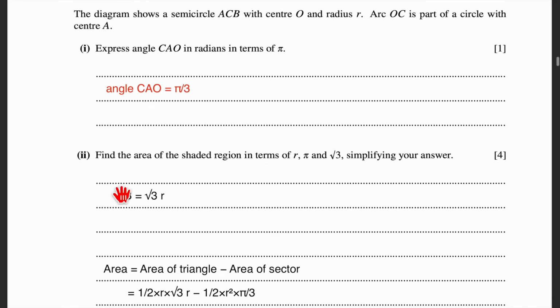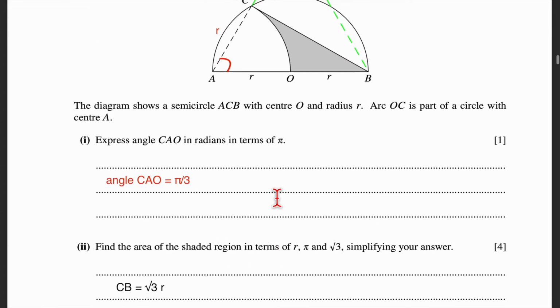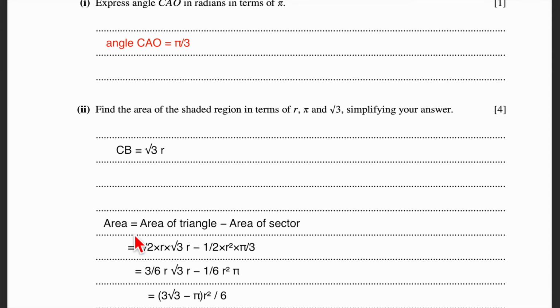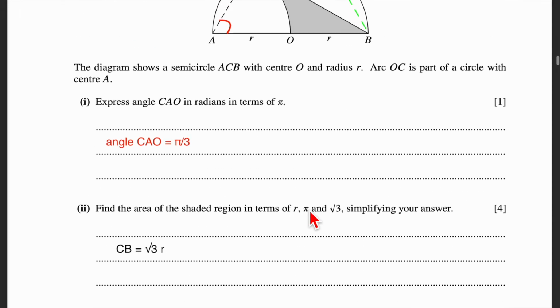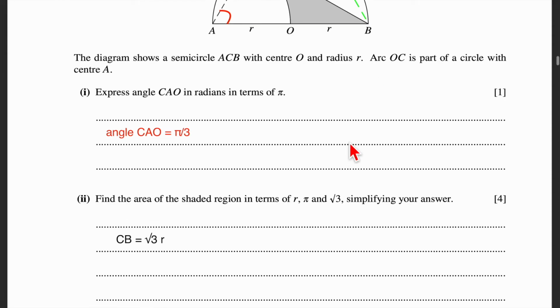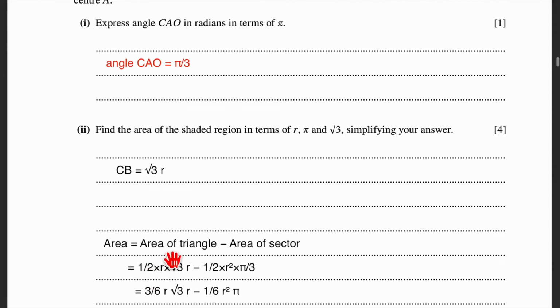Okay, so I've got that CB is equal to the square root of 3 times by R. That square root only applies to the number 3, and then you times it by the letter R. Okay, so this distance here coming from Pythagoras is the square root of 3 times by R. And now I can go ahead and work out the area of the shaded region. It's the area of the triangle minus the area of the sector, so the piece of pizza. So the area of this triangle here, I've got my base here of R and my height of square root of 3 times R. So half times base times height.